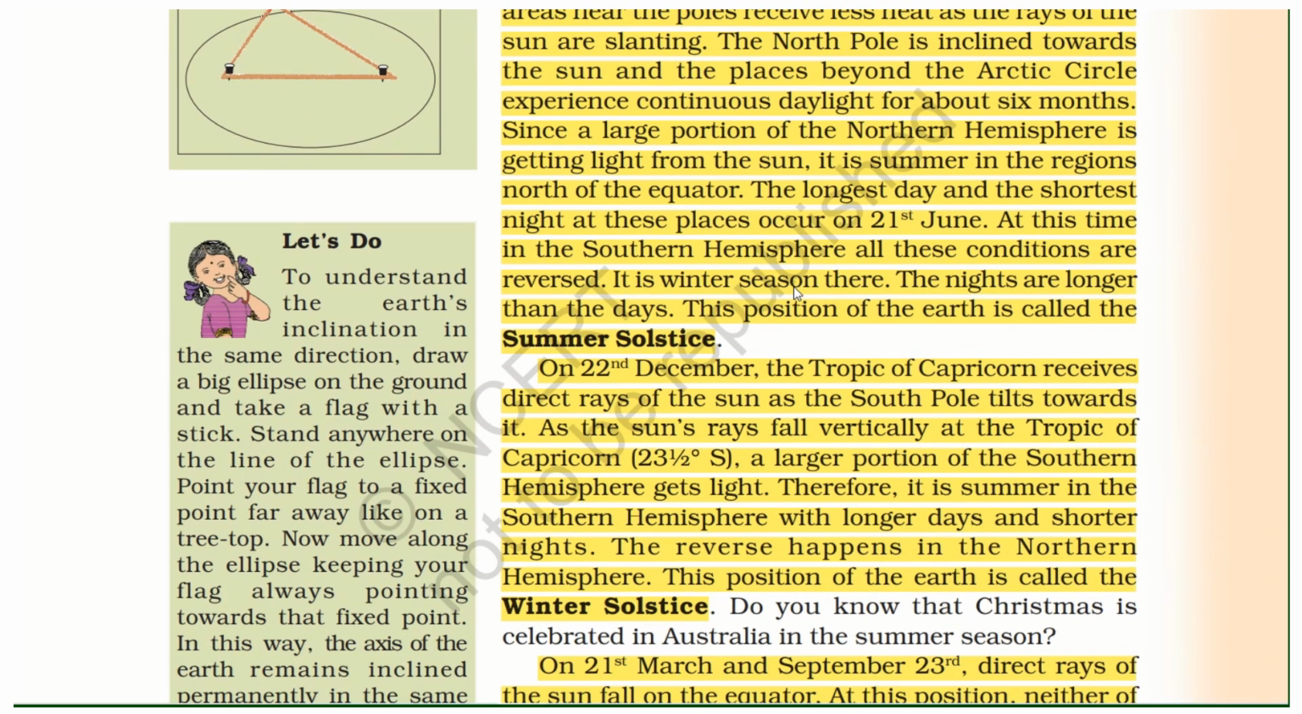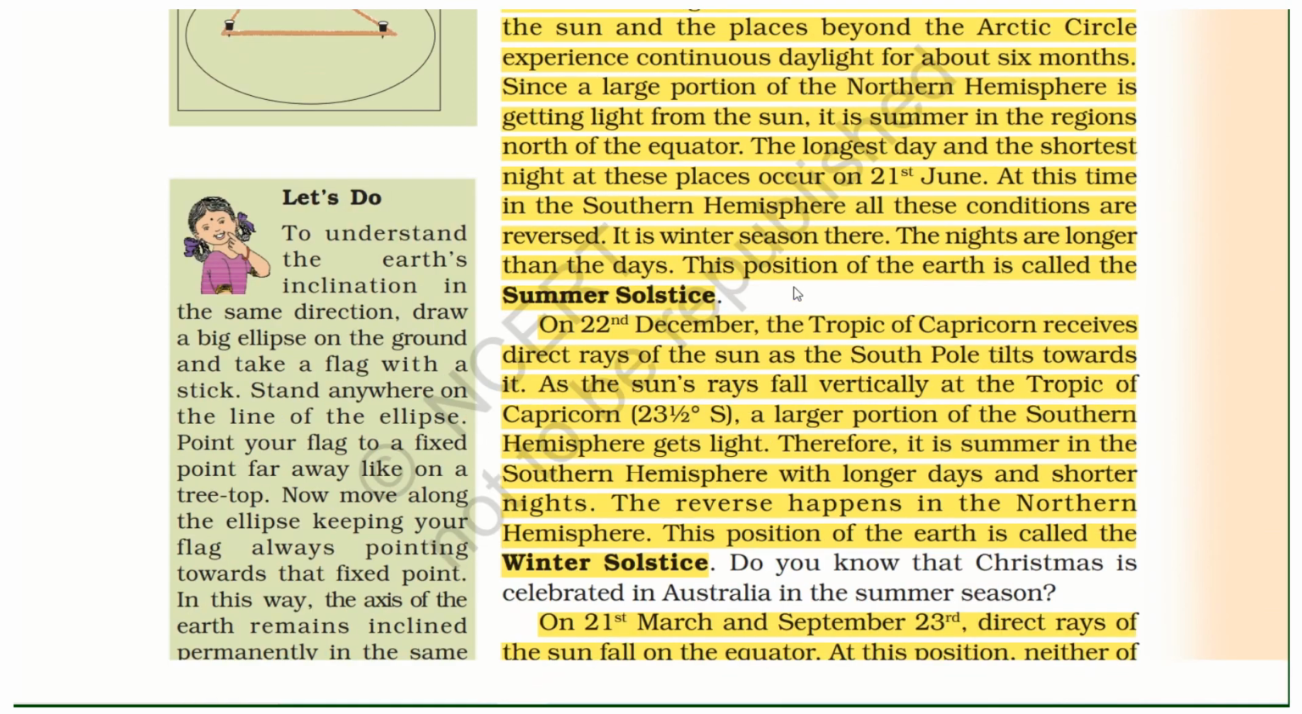On 22nd December, the Tropic of Capricorn receives direct rays of the Sun as the South Pole is tilted towards it. As the Sun's rays fall vertically at the Tropic of Capricorn, a large portion of the southern hemisphere gets light. Therefore, it is summer in the southern hemisphere with longer days and shorter nights. The reverse happens in the northern hemisphere. This position of the Earth is called the winter solstice.